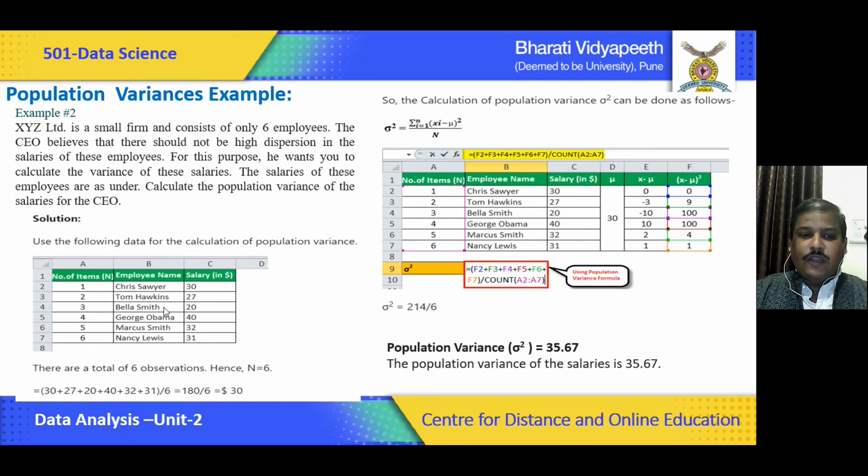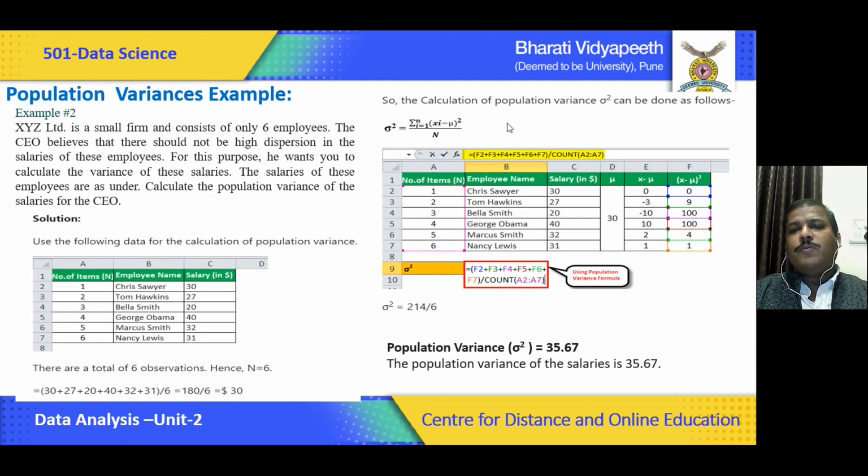This is complete data. There are 6 employees working and we are calculating with all 6 values here, right? We are not skipping anything. We are not calculating only 2 or 3 like a sample. We are calculating the whole values here. Now 30, 27, these salaries are divided by this. This average salary we are calculating here, right? So the average value we are getting is $30.